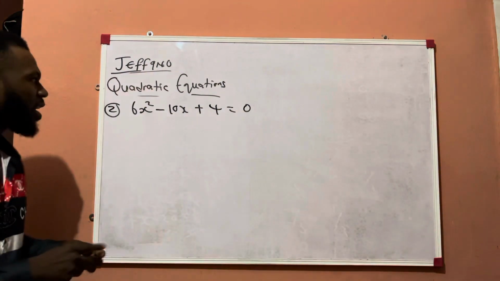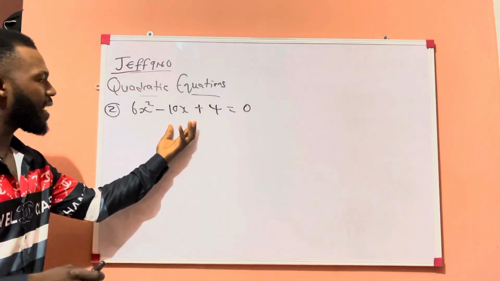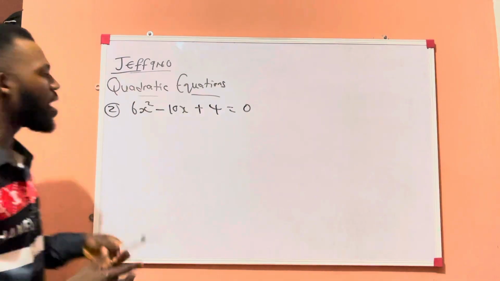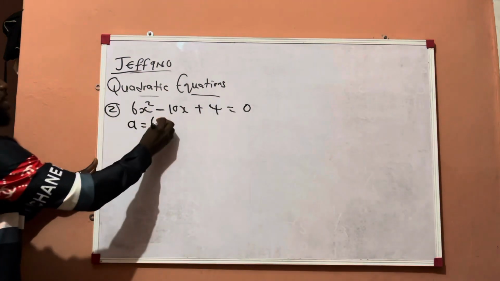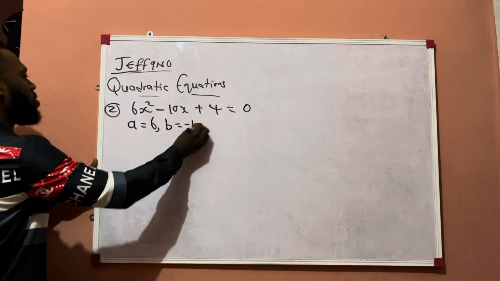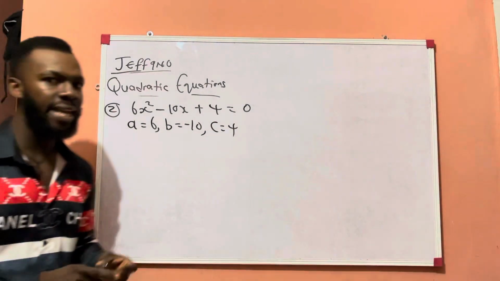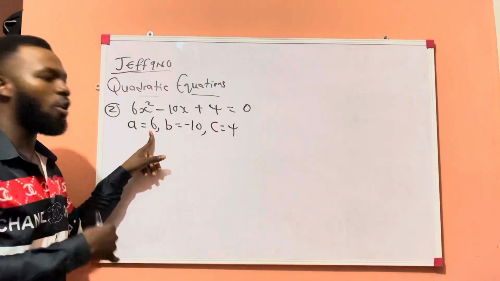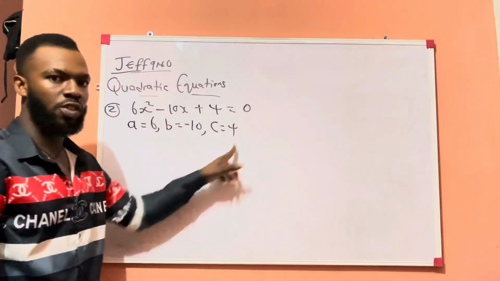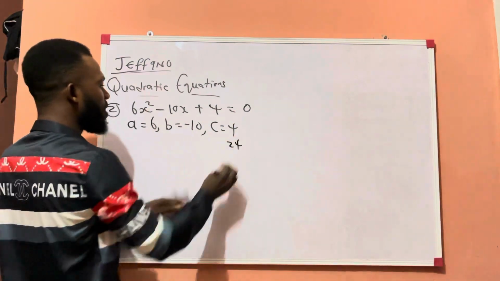Let us see this type of question now. 6x squared minus 10x plus 4 equals 0. Now, following the order, my A here is 6, my B is minus 10, and my C is 4. Remember what we said in example 1, that you use the value of A to multiply the value of C. Now, 6 times 4 will give us 24.